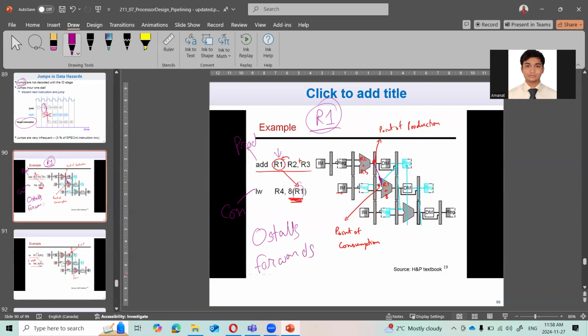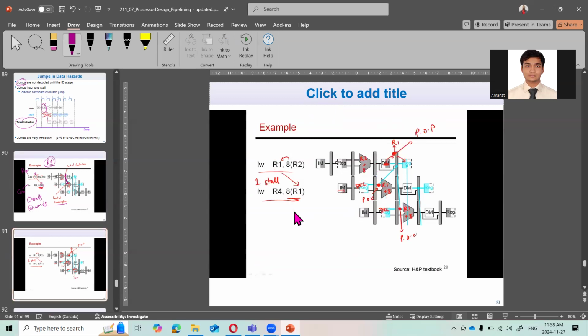And in the questions, I will ask, we are using forwarding, okay? So in every scenario, I will say, assume we are using forwarding. So we don't need any stalls here because we can just pass the result efficiently here, okay? This is the point of production, and this is the point of consumption. So we don't have to go back in time, so we don't have to stall. Any question on this? Let's look at the next example.